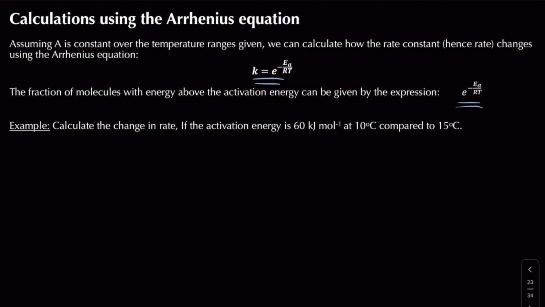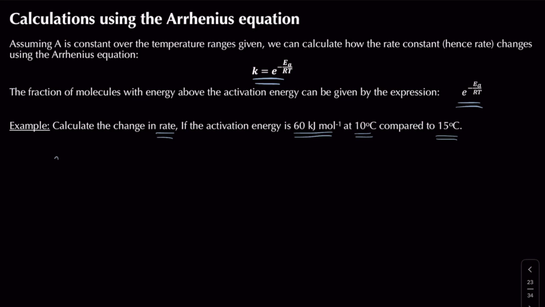Look at this example over here. We're asked to calculate the change in the rate of reaction, which we can do by finding the change in the fraction of molecules with energy above the activation energy, or the change in the rate constant K. The activation energy here is 60 kilojoules per mole, which of course needs to be in joules, not kilojoules. And it's going from 10 degrees Celsius to 15 degrees Celsius. We're dealing with the same reaction, so our pre-exponential factor A is going to be constant, and so we can calculate a value of K for both these scenarios.